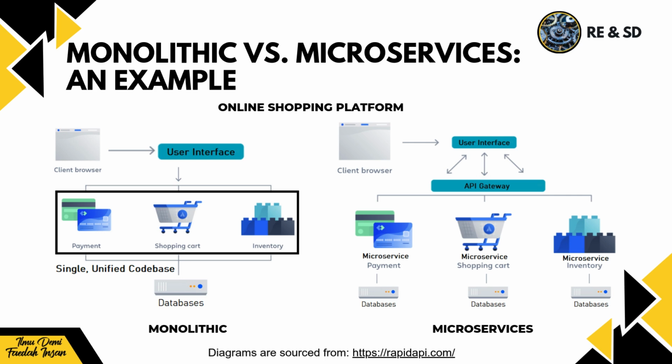In this architecture, we see multiple independent services, each responsible for a specific functionality, such as payment, shopping cart, and inventory. Each microservice has its own dedicated database, optimized for its specific needs, enhancing data encapsulation.